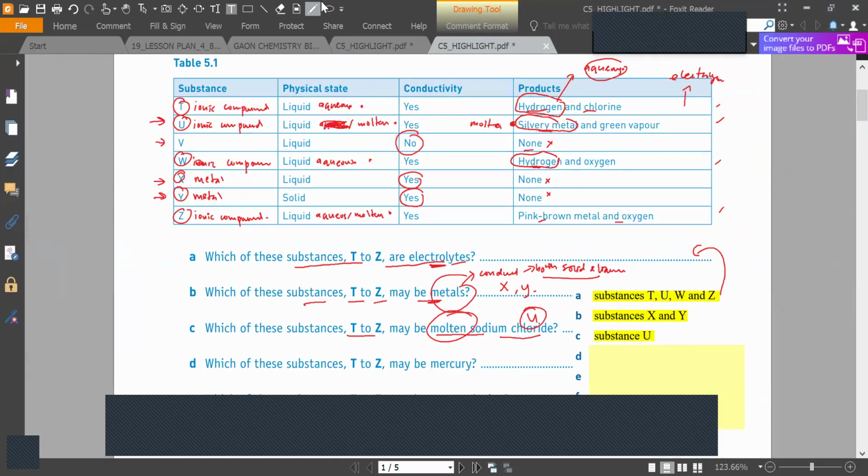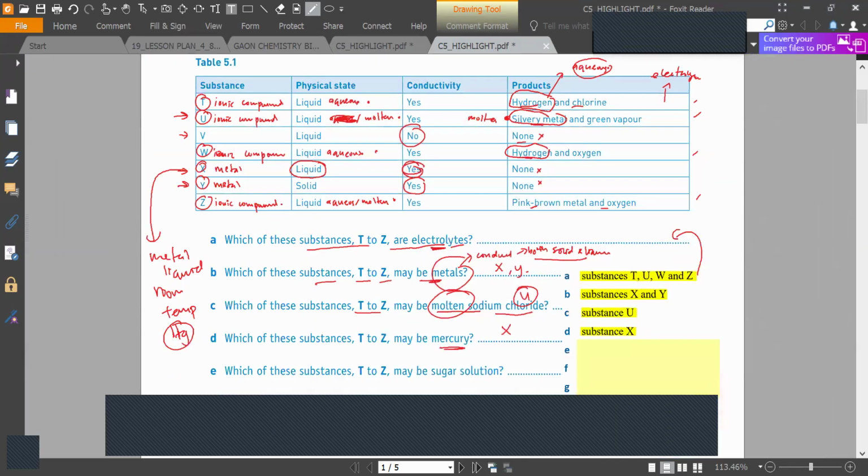Maybe mercury. Our answer is X. Why? Because it's liquid. It's metal and it is liquid at room temperature. So this must be mercury. Mercury has these characteristics. Mercury is a liquid at room temperature, but it is still a metal. So our answer is X.